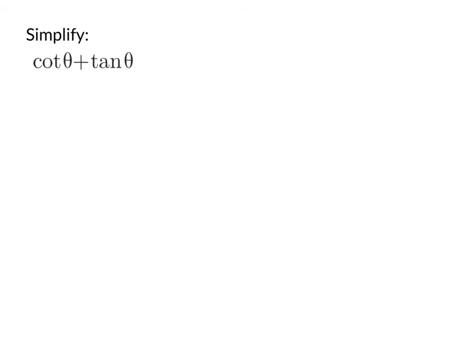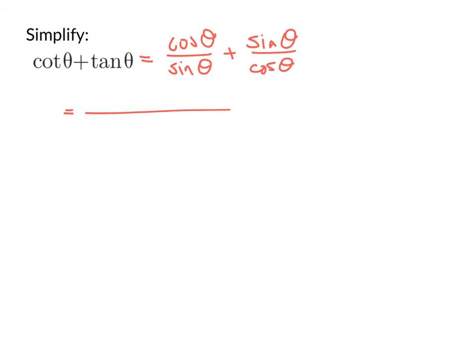If we're going to simplify cotangent plus tangent, the first thing that I would do is turn it into sines and cosines. And cotangent is going to be cosine over sine, and tangent is the reciprocal of that, which is sine over cosine. Now we have two fractions that we want to add together, so we need a common denominator. Our common denominator is going to have a sine and a cosine as its two factors.